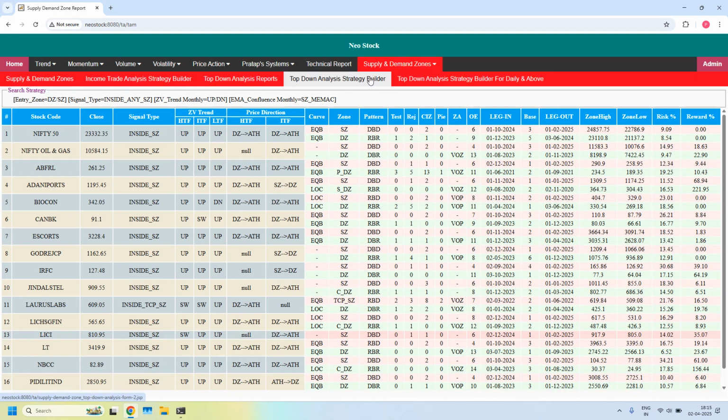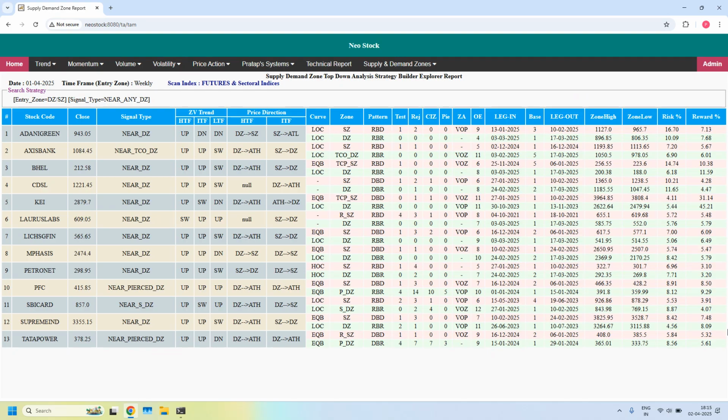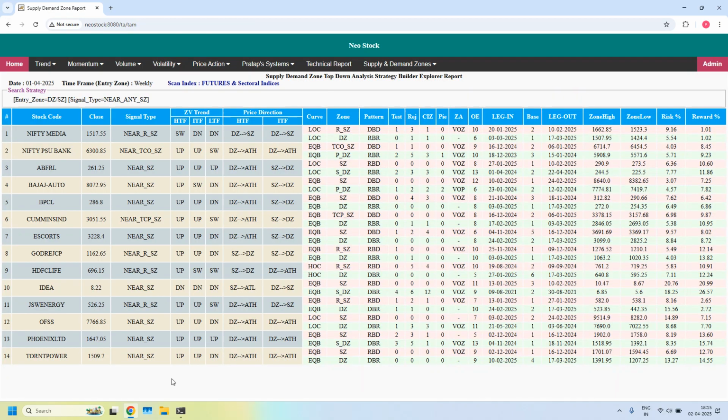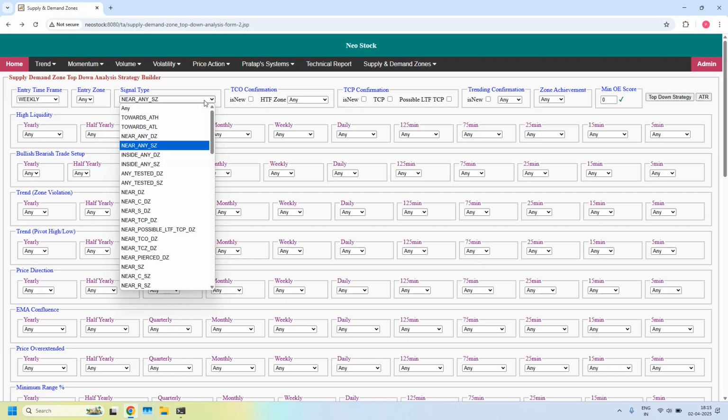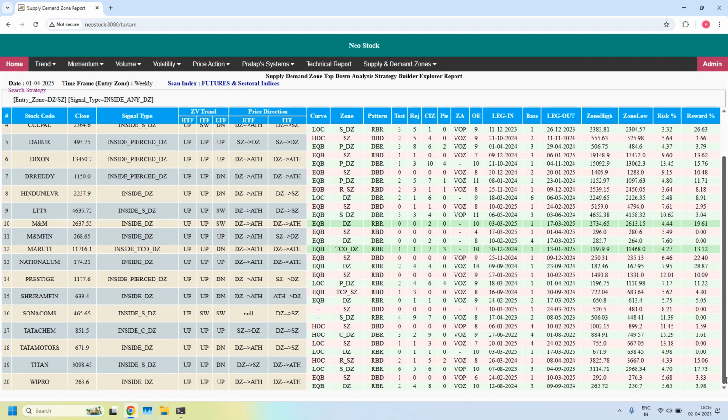Okay, next time frame is weekly. Stocks near weekly demand zone. We got 13 stocks. Next, stocks near weekly supply zone. We got 14 stocks. Next, price closed inside the weekly demand zone. First 17 stocks in the list. Scrolling the list down, total 20 stocks are filtered.